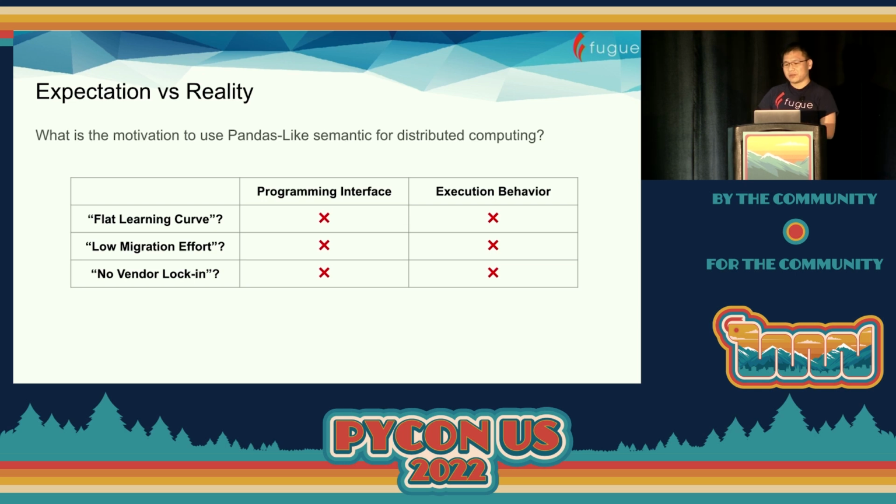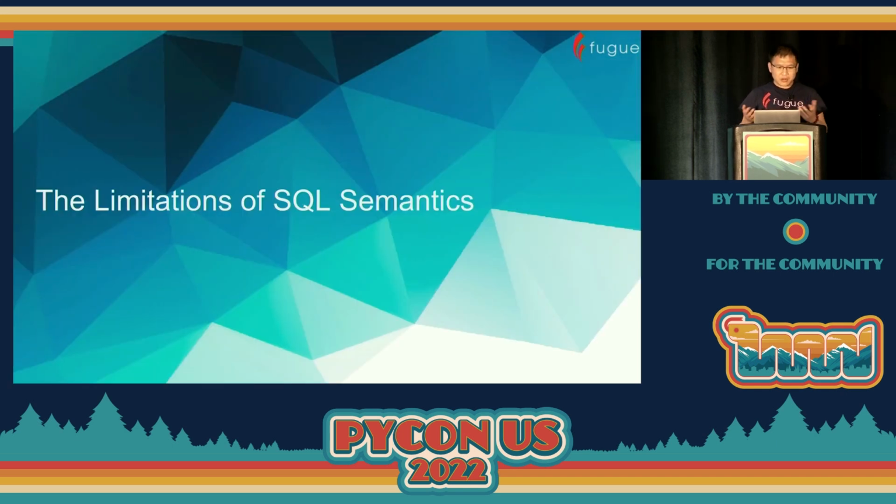But when you make it work for one backend, you get vendor locking because that code is no longer optimal for other backends. That is also the reason that Fugue doesn't want to be another Pandas-like framework. We don't see much value in using Pandas as our semantics for distributed computing. But we have to clarify that we heavily rely on Pandas, just in a totally different way. So I will talk about it in the next example. So now let's talk about the limitations of SQL semantics.